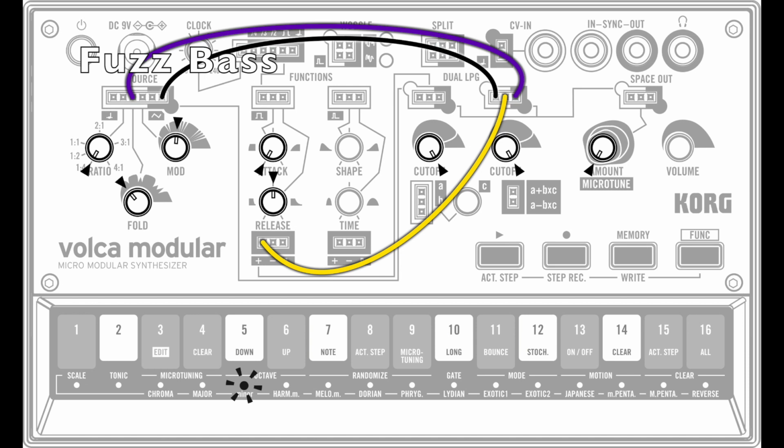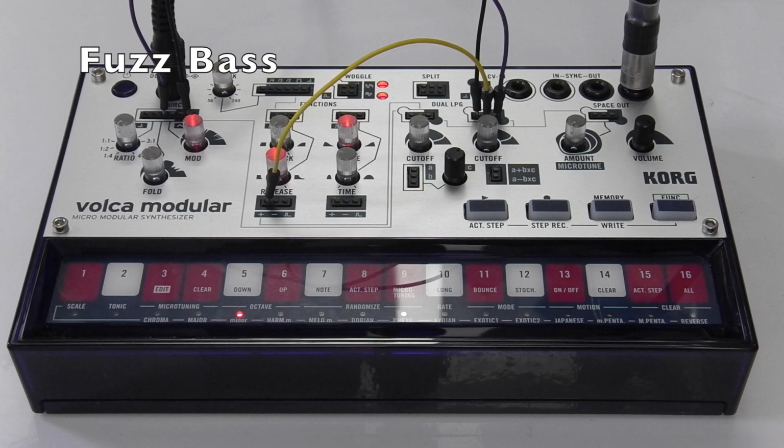Fuzz bass. This is a kind of overdriven guitar sound. It uses two techniques. One is to duplicate the carrier signal in LPG2 to make it louder, and it also feeds back the signal from LPG2 to the fold parameter to add a bit of unpredictable fuzz to the fold of its own sound.